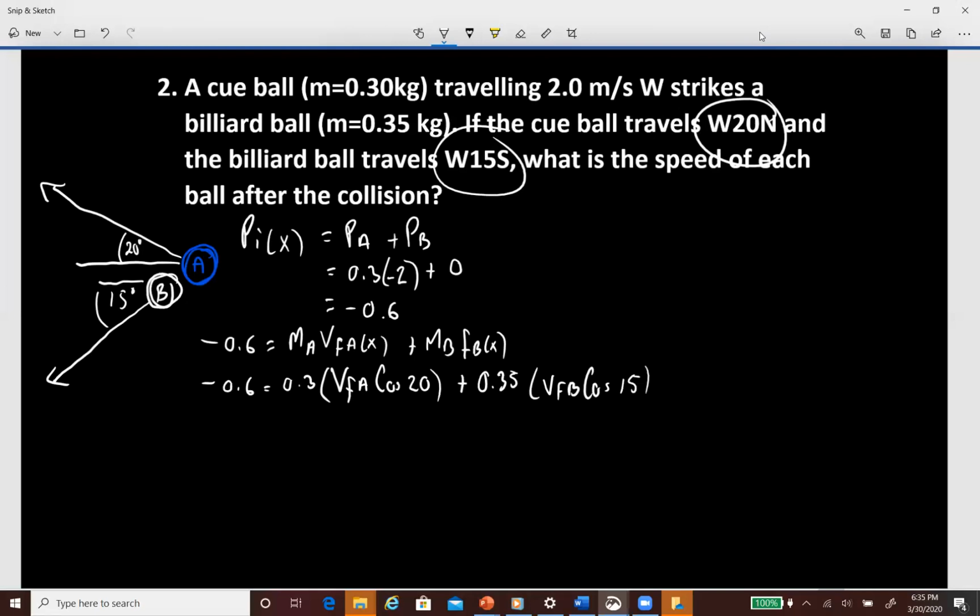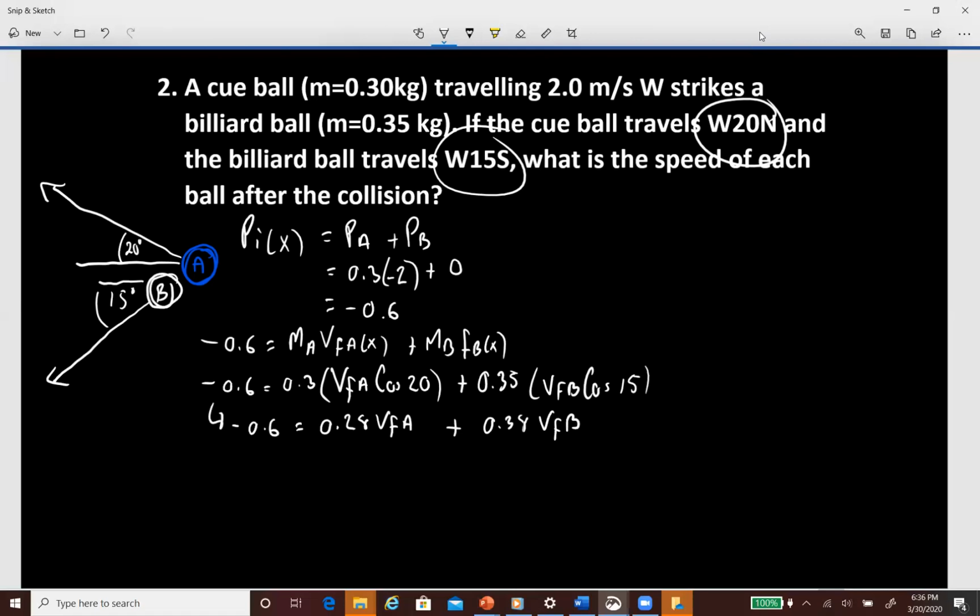Now, we can simplify this, and we could say that negative 0.6 is equal to 0.3 times cosine 20, which is 0.28, VFA, plus 0.35 times cosine 15, which is 0.38, VFB.